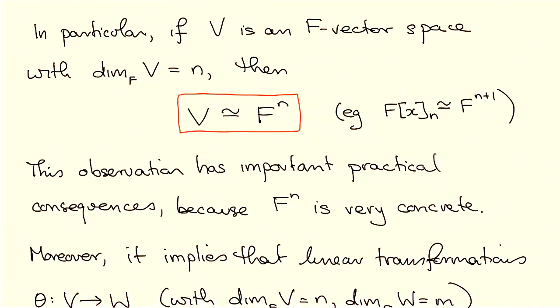So in particular, this is the example I've been talking about earlier. I've shifted the n minus 1 up to n now. This guy is an n plus 1 dimensional F vector space, so it's isomorphic to this guy. Okay.